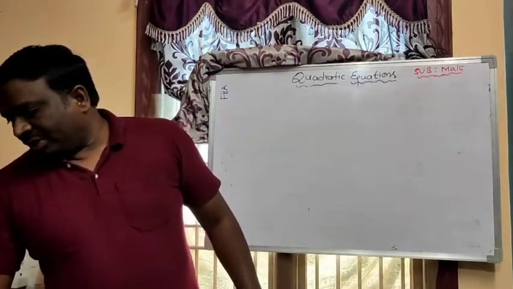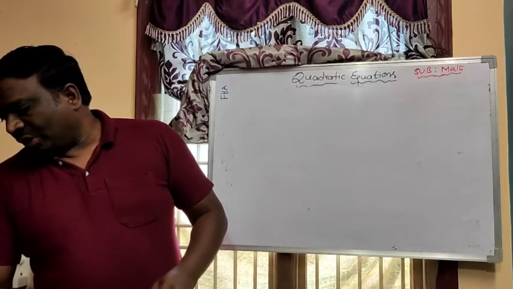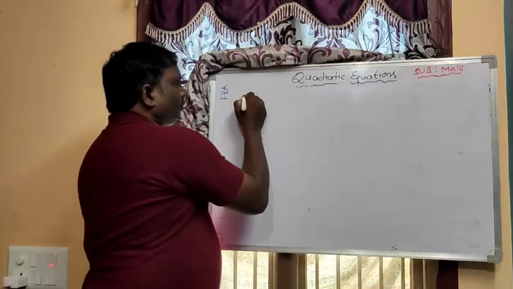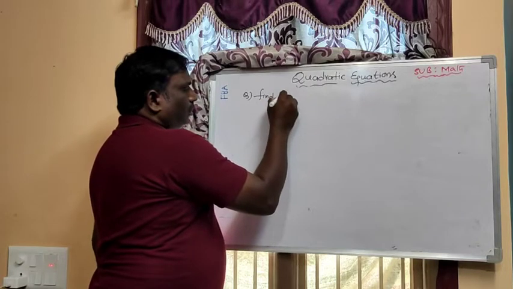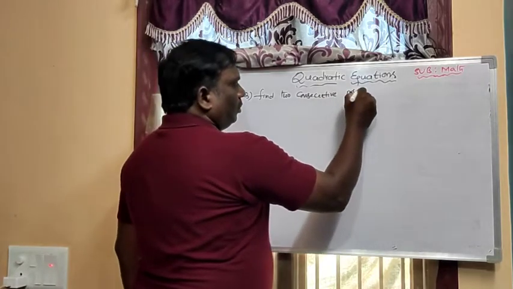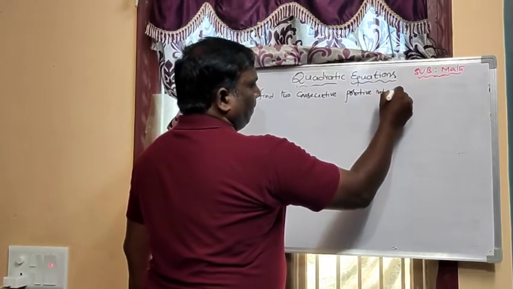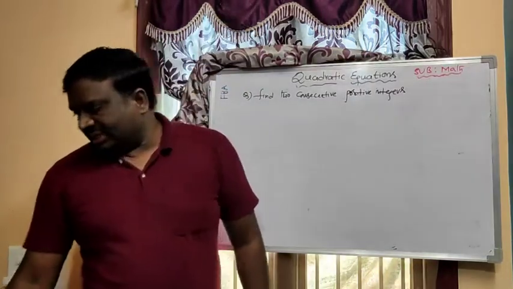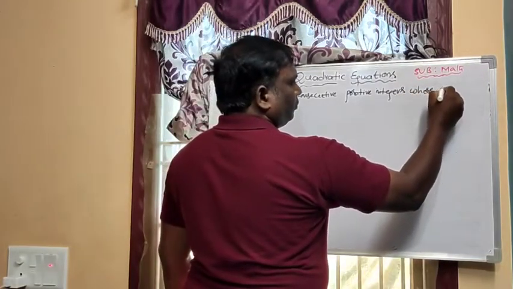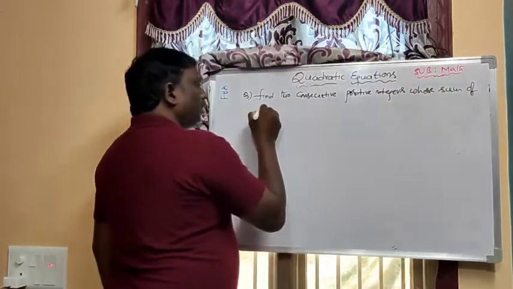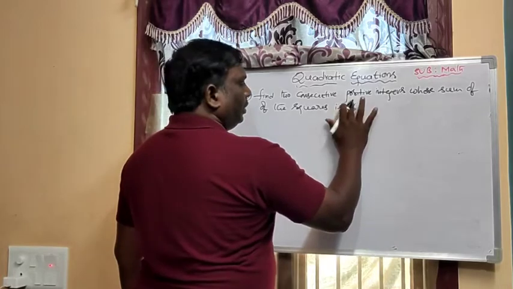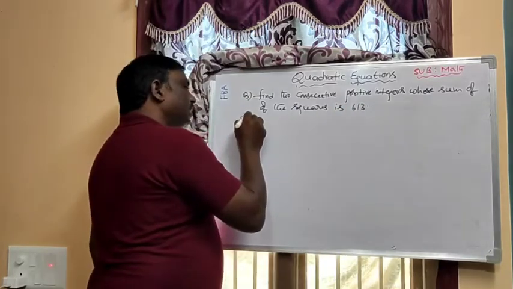So one of the important questions from this exercise is: find two consecutive positive integers whose sum of the squares is 613. So this is the question they are asking.